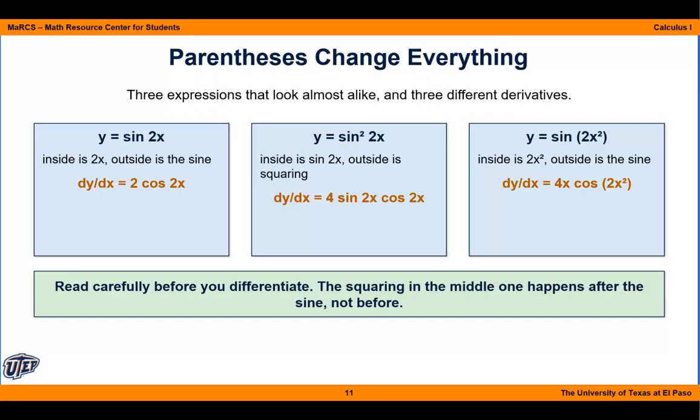For y equals sine of (2x squared), the entire expression 2x squared is inside the sine function, and this would give us dy/dx is equal to cosine of (2x squared) times 4x, which would be equal to 4x cosine of (2x squared). The exponent in the middle expression applies after the sine. In the last expression, the exponent belongs to x before the sine is applied. Read the parentheses and exponent placement carefully before choosing the layers.